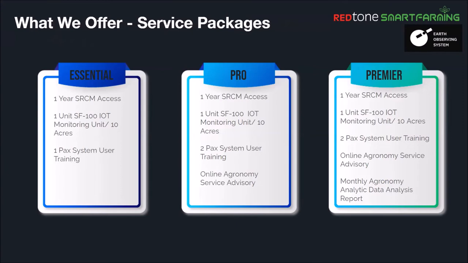For instance, if customers require online agronomy or service advisory, then they should opt for a Pro service. And if they require additional periodic reporting services, then they should opt for a Premier service package. You can collect more details from REDtone, like your personal manager or the contact person from REDtone. You can contact them for more details on these service packages.